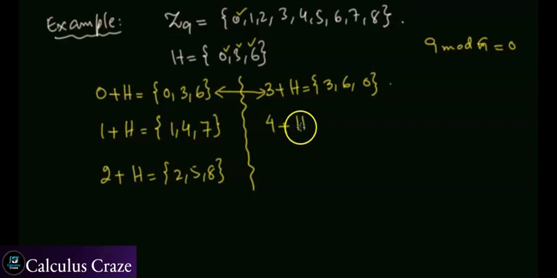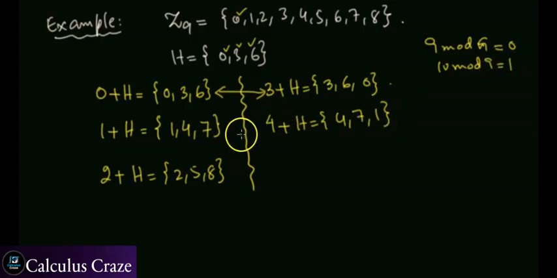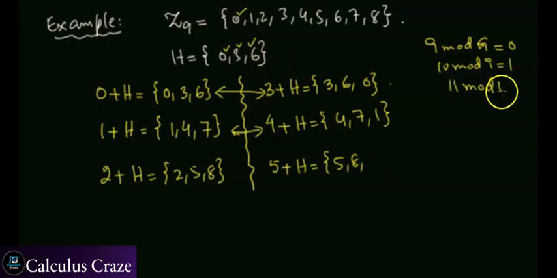So 4 plus H will become 4, 7, and then when you add 4 with 6, it becomes 10, and 10 mod 9 is 1, so it is 1. So these sets are also similar. And this way 5 plus H will become 5, 8, and 6 plus 5 is 11, and when you take 11 mod 9, it becomes 2.